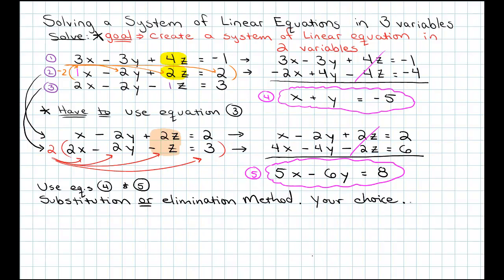I'm going to choose to use elimination. So let me write down these equations. Number 4 is x plus y is equal to negative 5. Number 5 is 5x minus 6y is equal to 8. I'm going to choose to cancel out the y's. I know it's not the smallest LCM. I know the LCM of x's is 5, but for the y's, the signs are opposites, and I don't have to worry about multiplying through by a negative. And if you already know that you're prone to making mistakes when you multiply through by a negative, then you should keep that in mind when you are working out these problems.